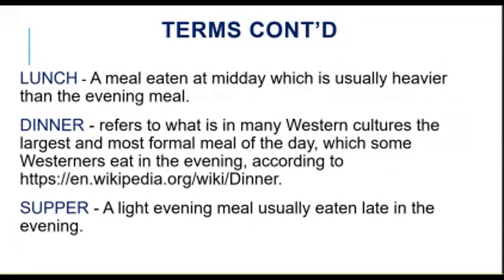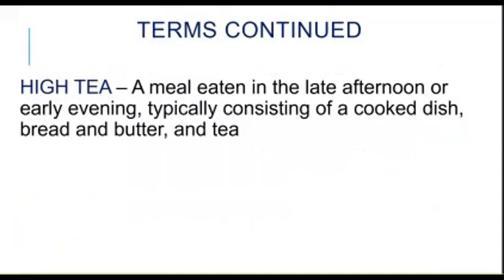Now, supper. Supper is a light evening meal, usually eaten late in the evening. And high tea. High tea is a meal that is eaten in the late afternoon or early evening, typically consisting of a cooked dish, bread and butter, and tea.